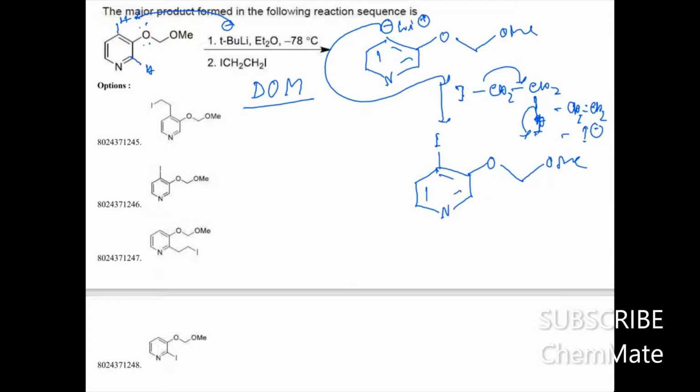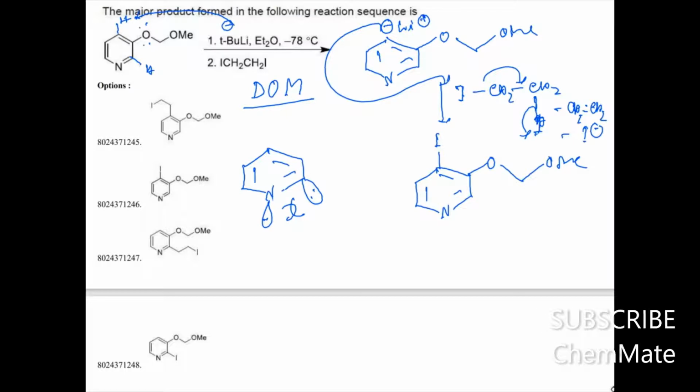So why will this proton be preferentially abstracted? Two reasons are given for this. First is that nitrogen itself has one lone pair of electrons, and if the anion is generated here, then these 2 electron pairs will repel each other, and that's why this proton will be preferentially abstracted by this base.